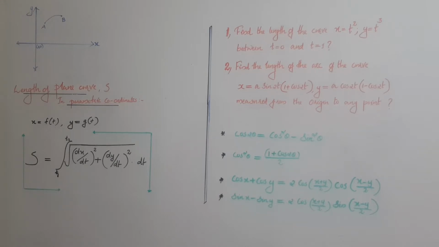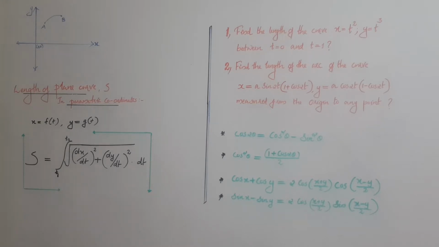Now look at the first question. Find the length of the curve x is equal to t square and y is equal to t cube between t is equal to 0 and t is equal to 1. Here the equation of the curve is in parametric form, so we have to use the equation of length of curve in parametric coordinates to solve this question.